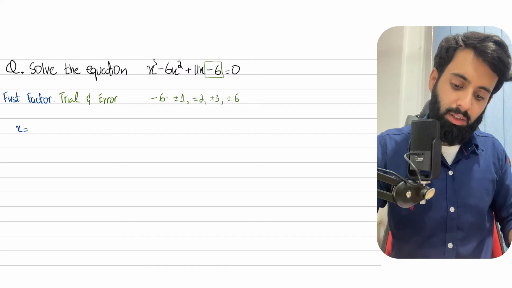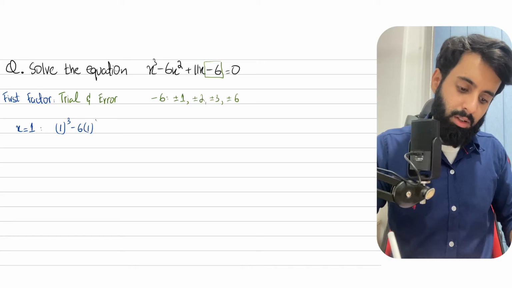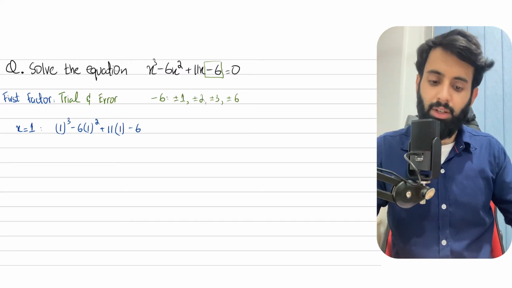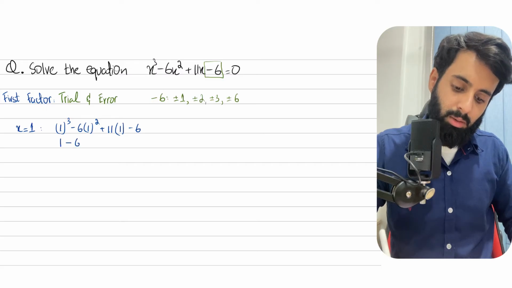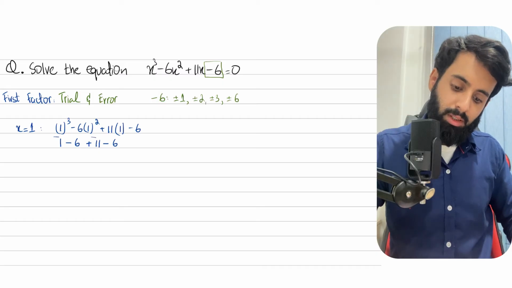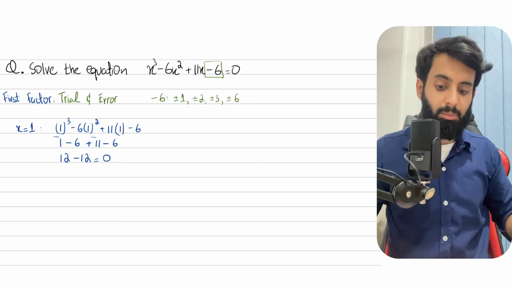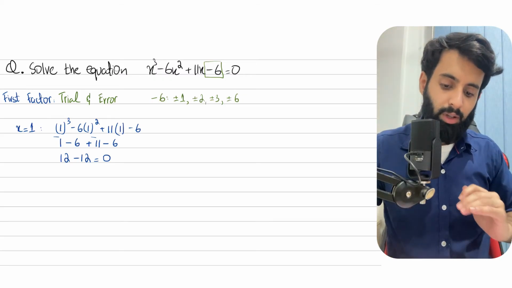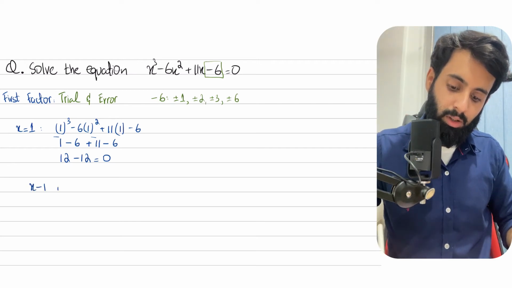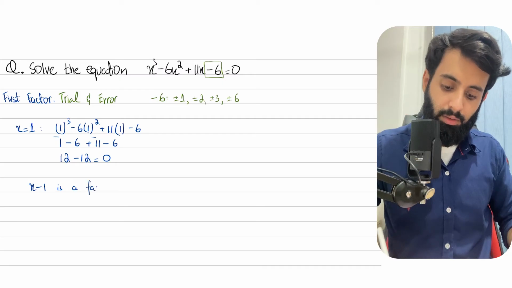So I'm going to plug in x equals 1 and see what happens. So that means 1 cubed minus 6 times 1 squared plus 11 times 1 minus 6. And now, since we don't know whether it's equal to 0 or not, we're not going to write that. So this means 1 minus 6 plus 11 minus 6. So 1 plus 11 is 12 and minus 6 is minus 12. So 12 minus 12 is equal to 0. Okay, so that means we've hit jackpot at the very first attempt, which means that now we can safely say that x minus 1 is a factor.